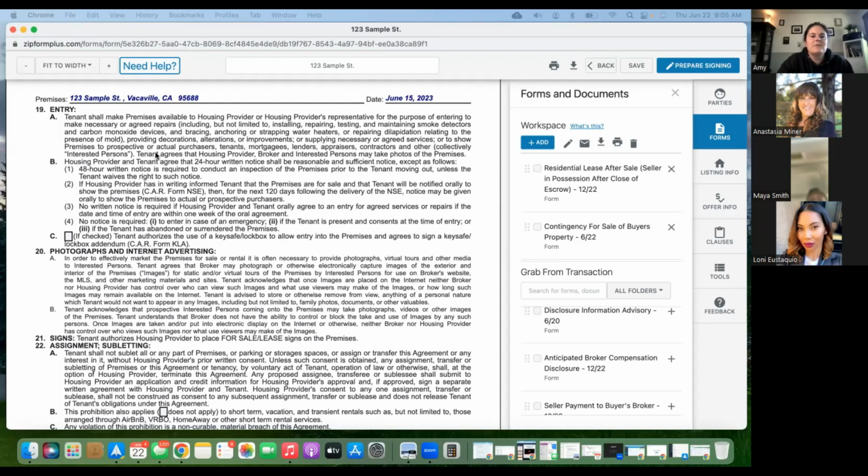Tenant agrees that housing provider, broker, and interested persons may take photos of the premises. So right there, we've given permission to access it for basically any reason that the buyer might want to access it. Maybe they were going to rent the property out. They've gotten permission to show the property, to take pictures of the property, to make any repairs to the property, if you've got a tenant in there longer than that 29-day period, which would be this RLAS.